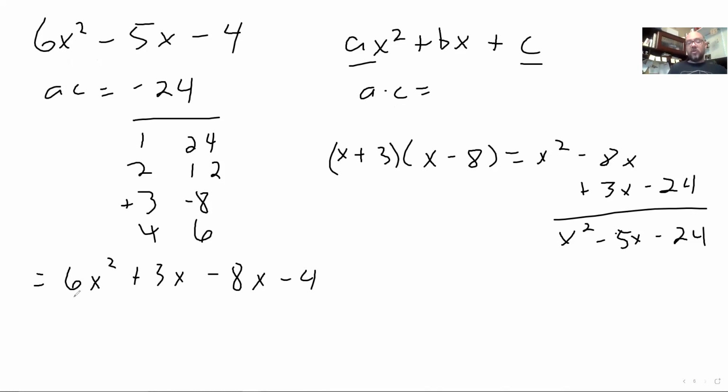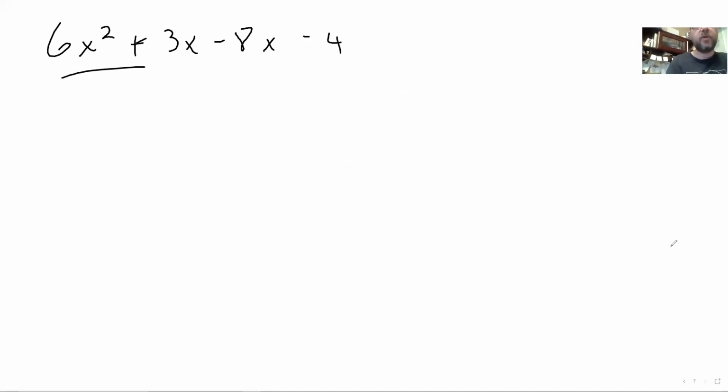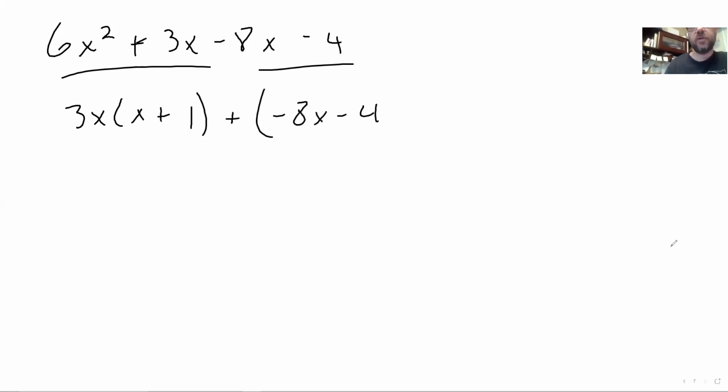So I'm going to put this on the next page. So 6x squared plus 3x minus 8x minus 4. And I'm going to use grouping on that. I'm going to group like this. So I'll pull a 3x out of the first two. I will notice that that middle sign is a negative, and so I'm going to write it as plus a negative 8x minus 4. So 3x times 2x plus 1.